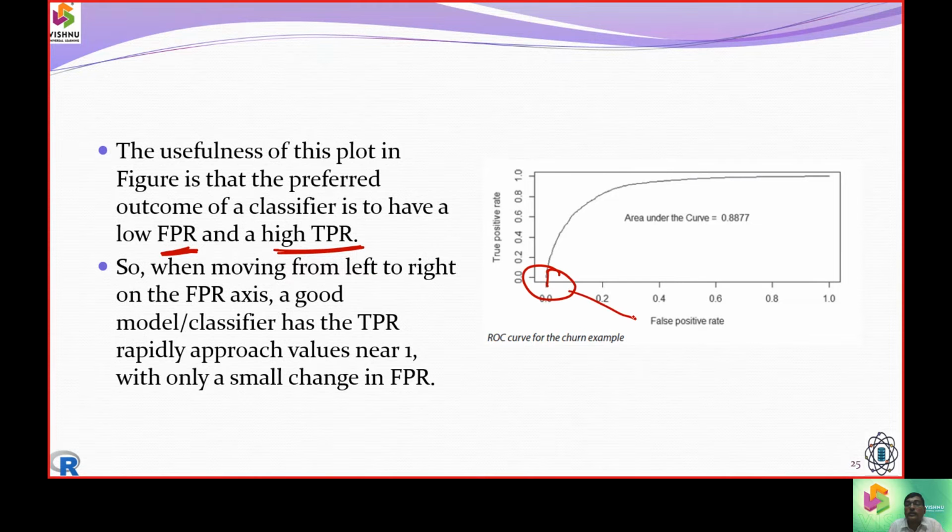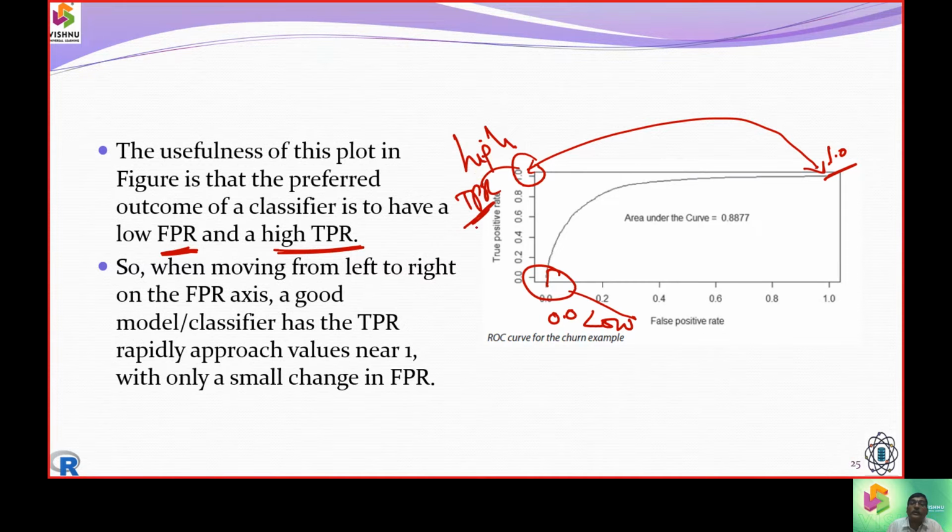0.0, we say, is a low false positive rate. Then 1.0, we say, is a high true positive rate. So one we say is a low positive rate, and the other a high positive rate. We are moving from left to right, and it is going to be a good classifier if it is near to 1.